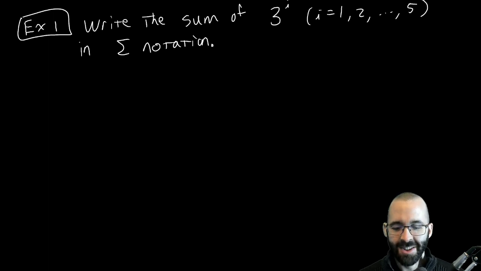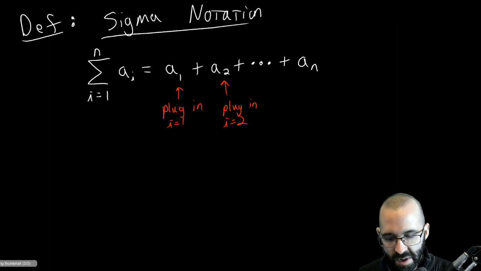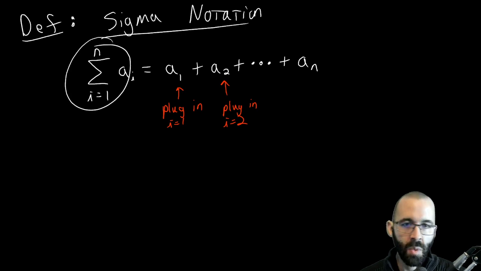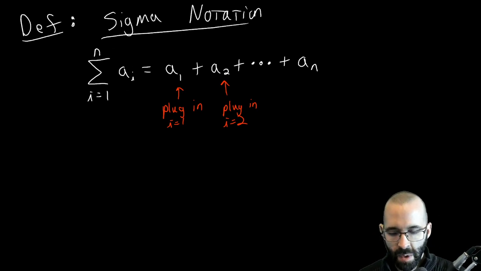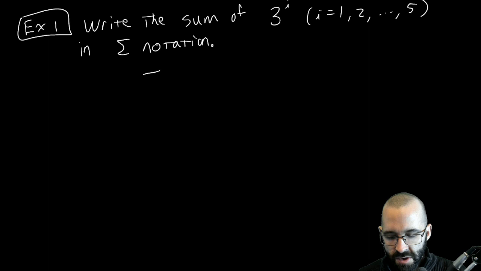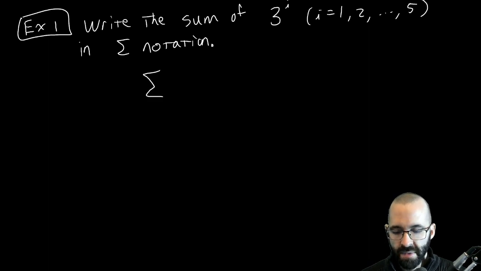All right, let's get to it. So write the sum 3 to the i in sigma notation. So we go back and say, what does sigma notation look like? Well, we start with the sum. Where do we start? Where do we end? And what do we put inside? That's what we're going to do. Sum. Where are we starting? Starting at i equals 1. So we write that. Now we finish at 5. You could write i equals 5 at the end, but that's redundant.